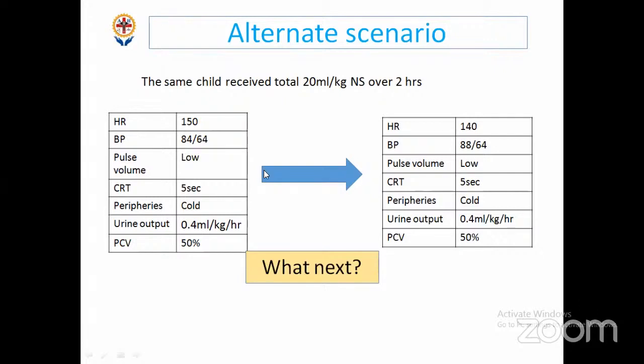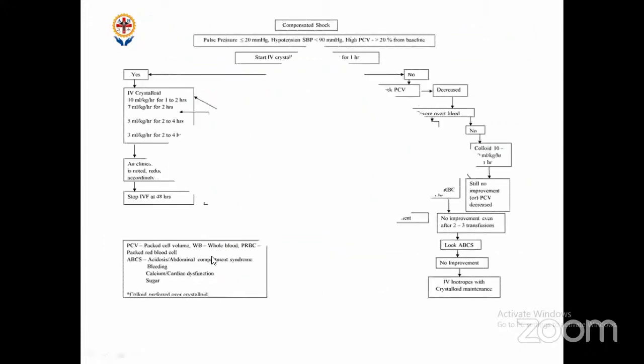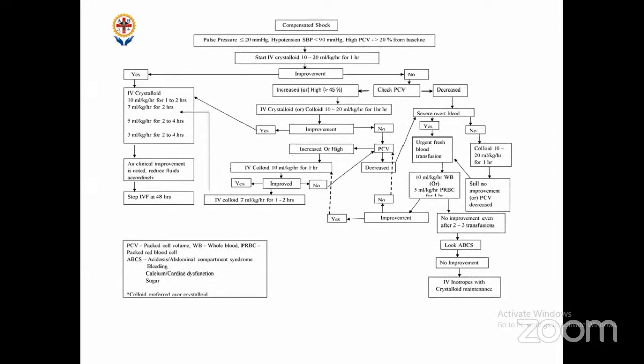Come on. Someone answered albumin, colloids, good. So when you tried crystalloids and did not get that much response, the next thing we can try is colloids. So this is the algorithm. So where are you standing now?